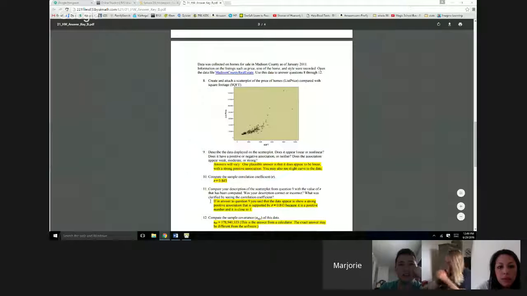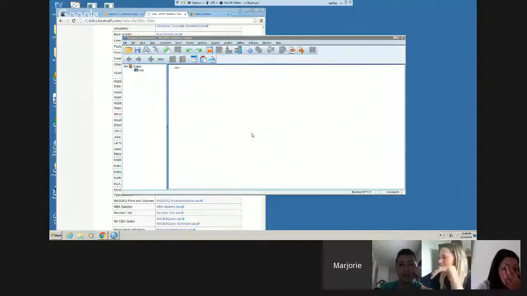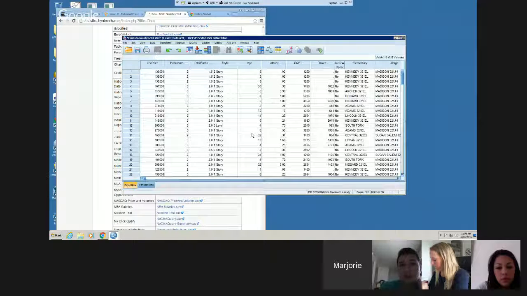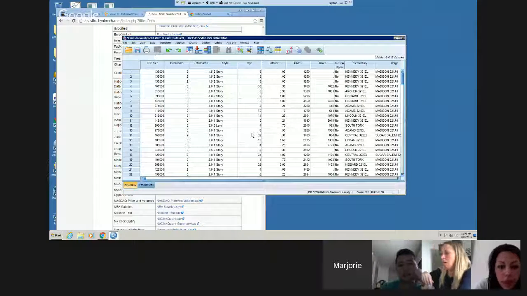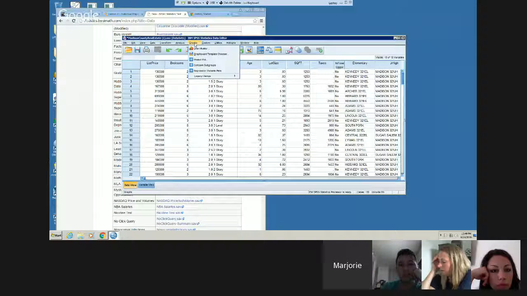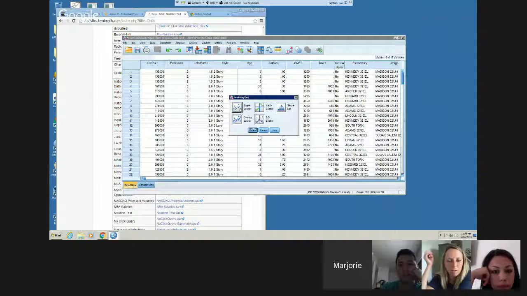All right, and I'm going to share my screen, and you guys tell me what they're asking for, and I'll see if I can, from my notes, go through and we'll make a scatter plot, and then we'll find the correlation coefficient. Okay, so it's asking you just to create and attach a scatter plot for the price of homes compared with the square footage. So should I just make a scatter plot first? Yeah, I think you just go to Graphs, Legacy Dialogs, and Scatter plot. I think that's all we have to do right now.